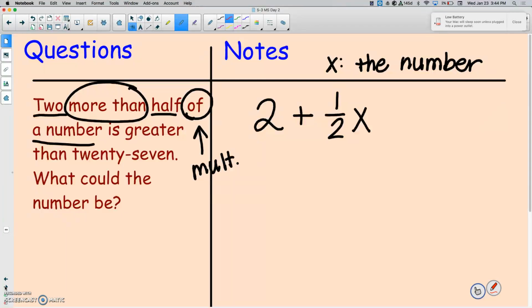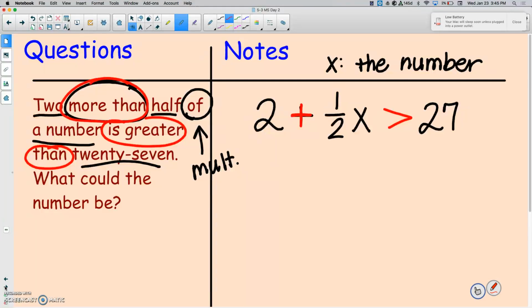X equals the number. So 2 more than, 2 plus, half of a number, 1/2 x, is greater than, this is my inequality symbol, is greater than 27. So be careful. Make sure that you can figure out your math operations and your inequality symbols. So right here, more than is adding, of is multiplying, and then is greater than is the greater than symbol. Now we're ready to solve.